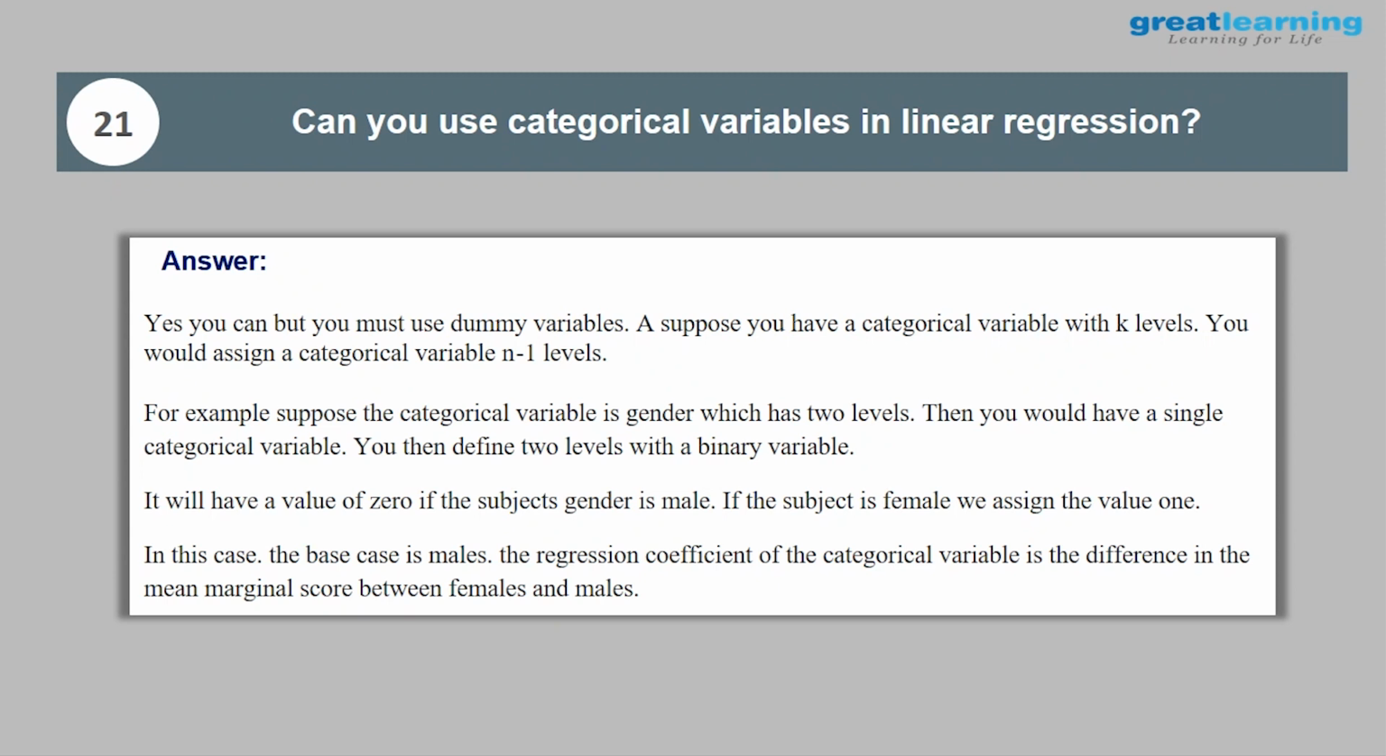This is up to you. If you want to make male equal to 1, you can go for it, and if you want to make female equal to 0, you can go for it. It's up to you. In this case, the base case is males. The regression coefficient of the categorical variable is the difference in the mean marginal score between females and males.